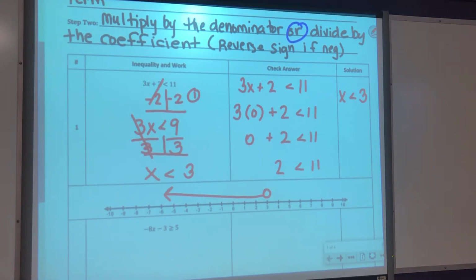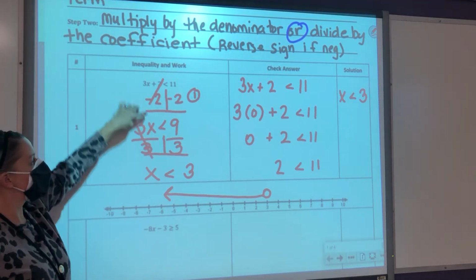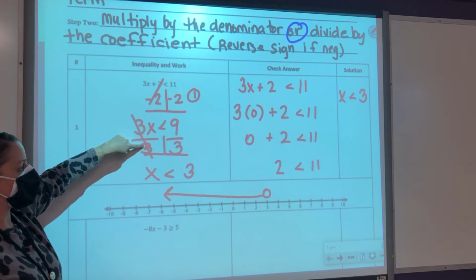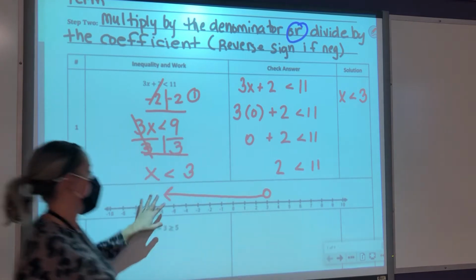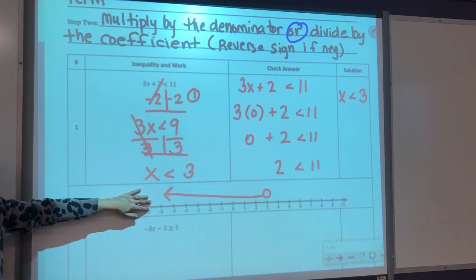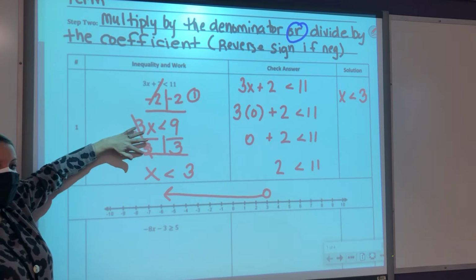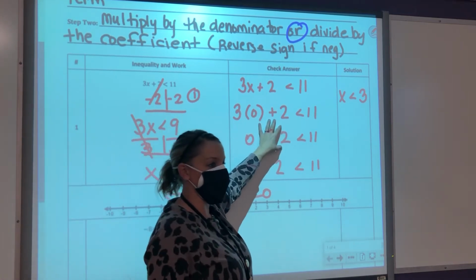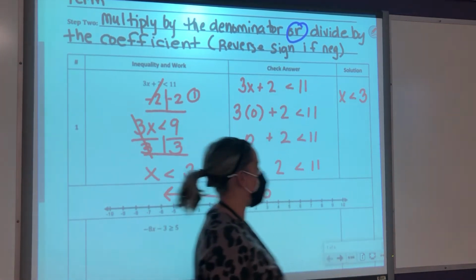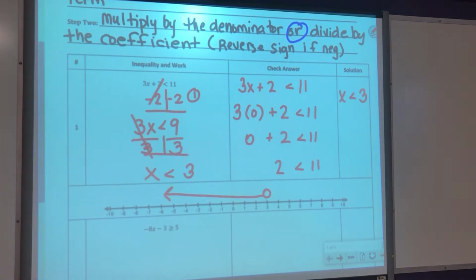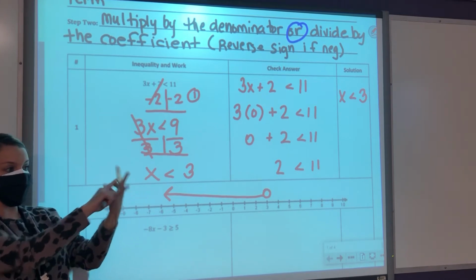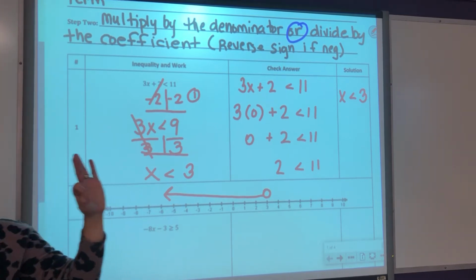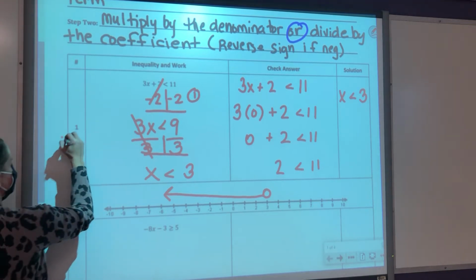We're upping the ante with these problems. These problems are now worth 10 points. 2 points for each step, 2 points for checking your answer, 1 point for the correct solution, and 3 points for the correct graph. Where did my 3 points come from? Correct location, correct circle, correct direction. So these problems are now worth 10 points.